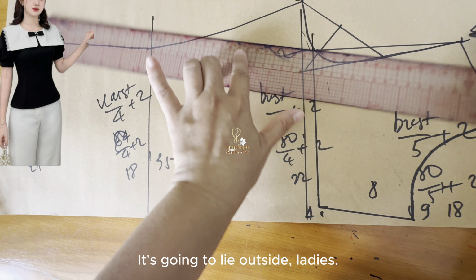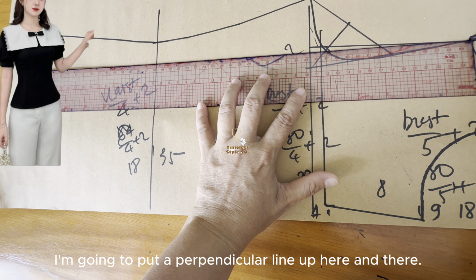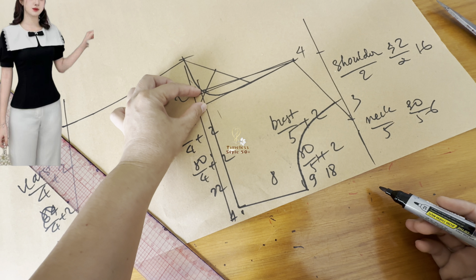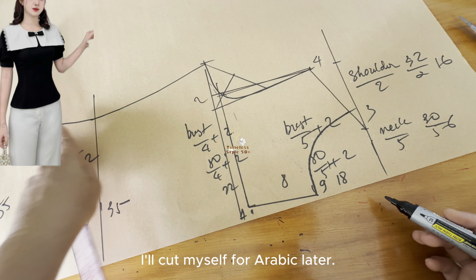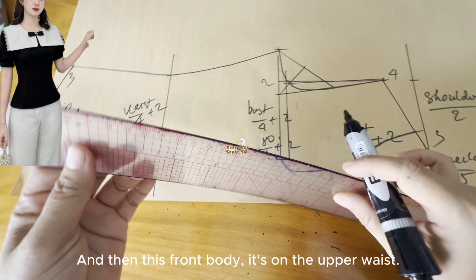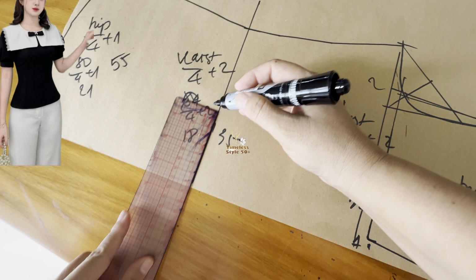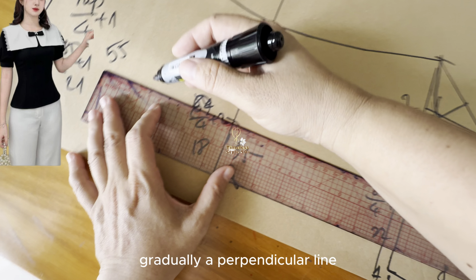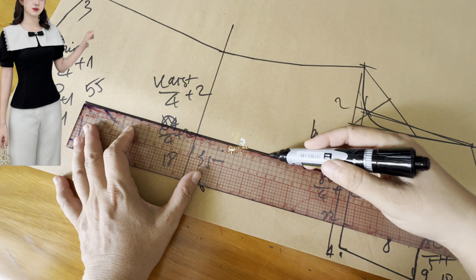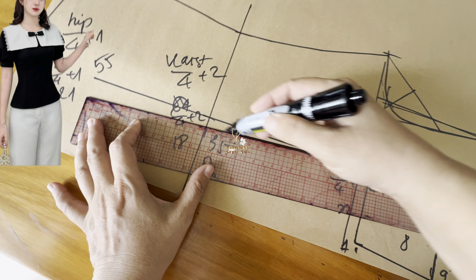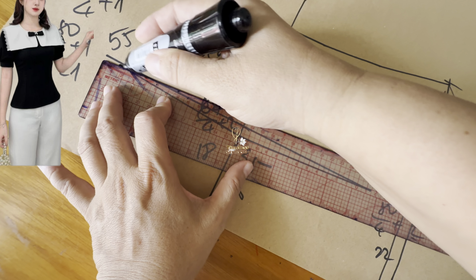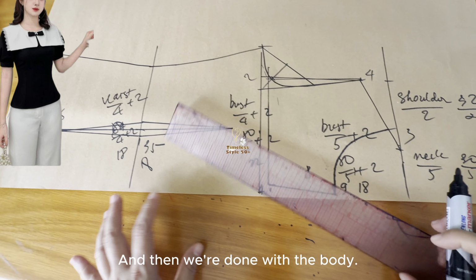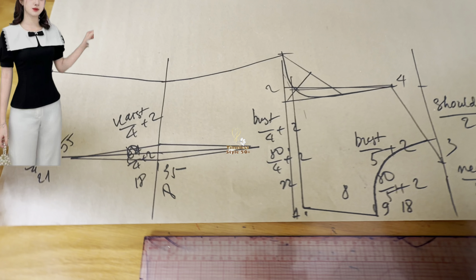It's going to lie outside, ladies. I'm going to put a perpendicular line up here and there. It's going to lie out against the armpit line. I'll cut myself for Arabic later. And then this front body is on the upper waist. From here, back to 8. Gradually a perpendicular line. And then we're done with the body front of this shirt.